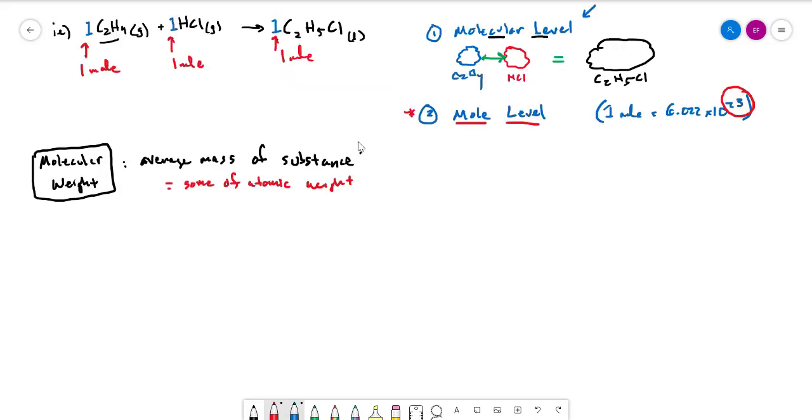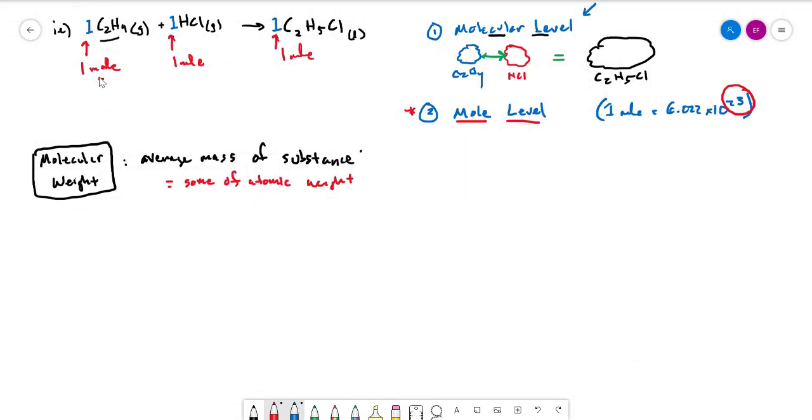So that relationship, knowing that 1 mole is reacting with 1 mole to produce 1 mole, is really useful in an abstract sense, but what does that actually do for us at the lab or the bench scale?